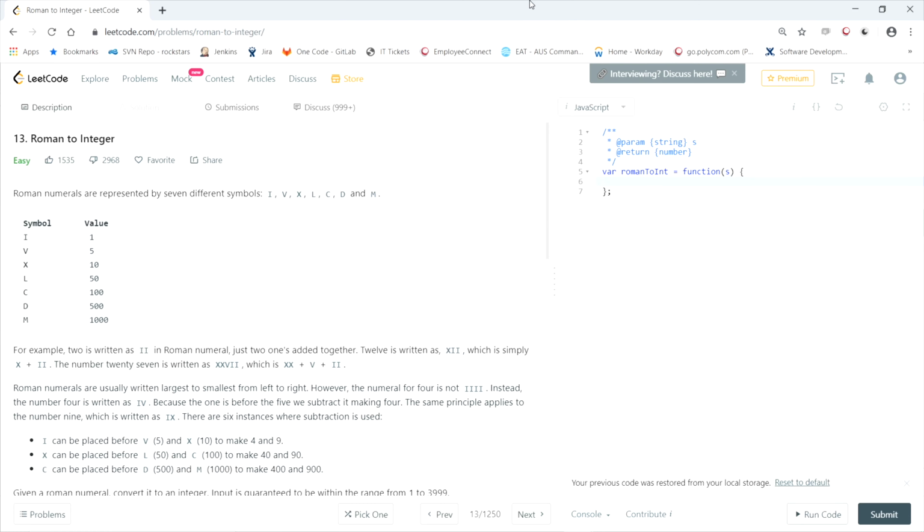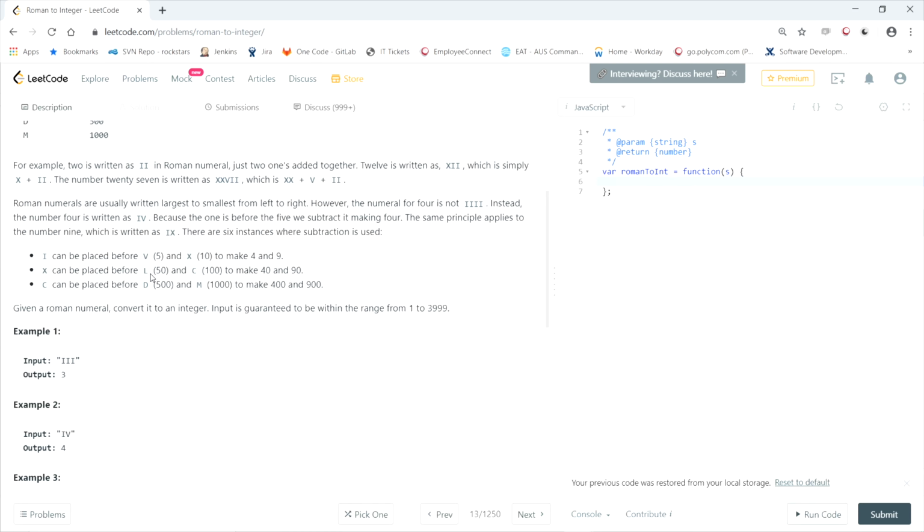Alright, this LeetCode question is called Roman to integer. It says Roman numerals are represented by 7 different symbols: I, V, X, L, C, D, and M. And then it shows a mapping of those. Then it says, for example, 2 is written as II in Roman numerals, just 2 ones added together. 12 is written as XII, which is simply X plus II. The number 27 is written as XXVII, which is XX plus V plus II.